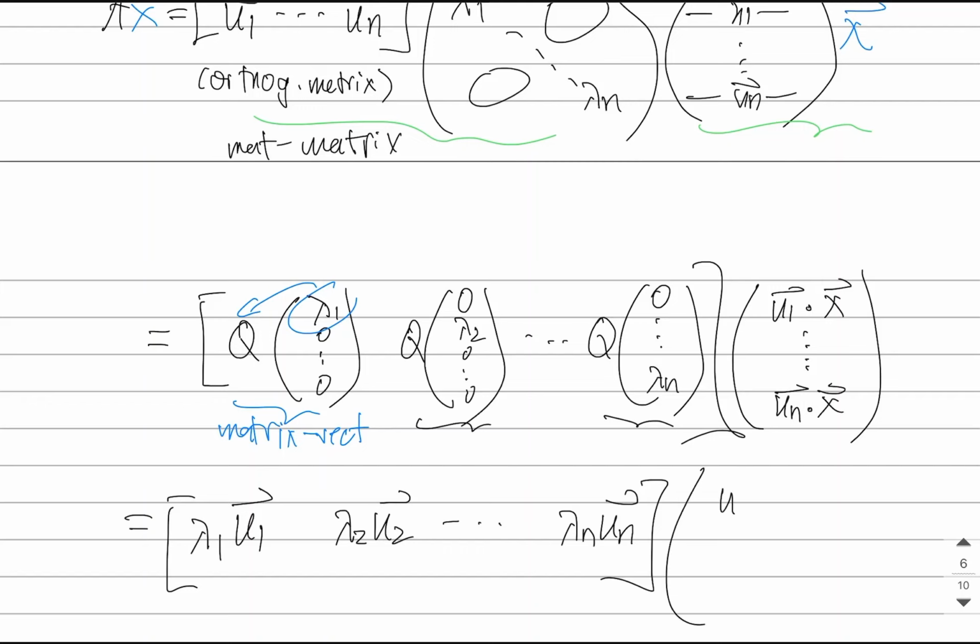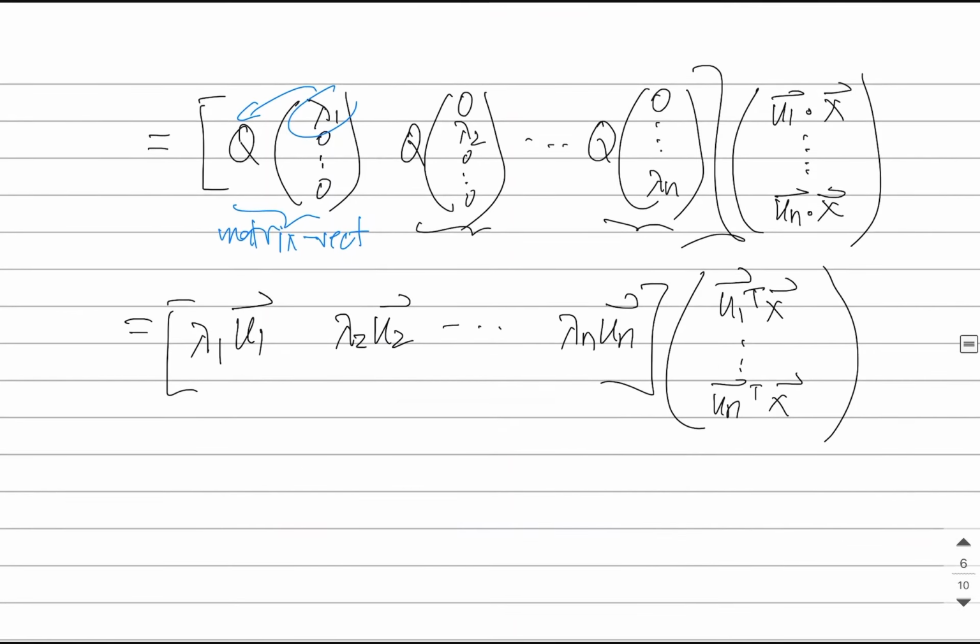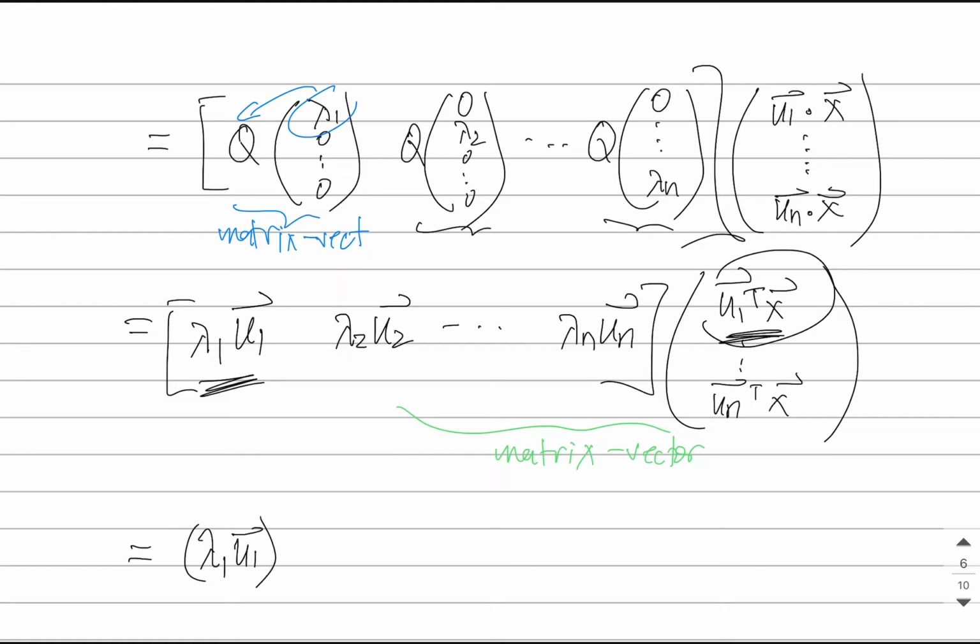I can write this dot product version as u1 transpose times x all the way down to un transpose times x. Now, it's the same idea as we just finished talking about. We have a matrix times a vector. So if I take a matrix times a vector, I take the first column of the matrix and I weight it by the first entry of the vector. It doesn't really matter what order I write them in because this is a scalar. So I will write it like this, vector times this scalar, and it will go all the way down. I'll weight them all like this.